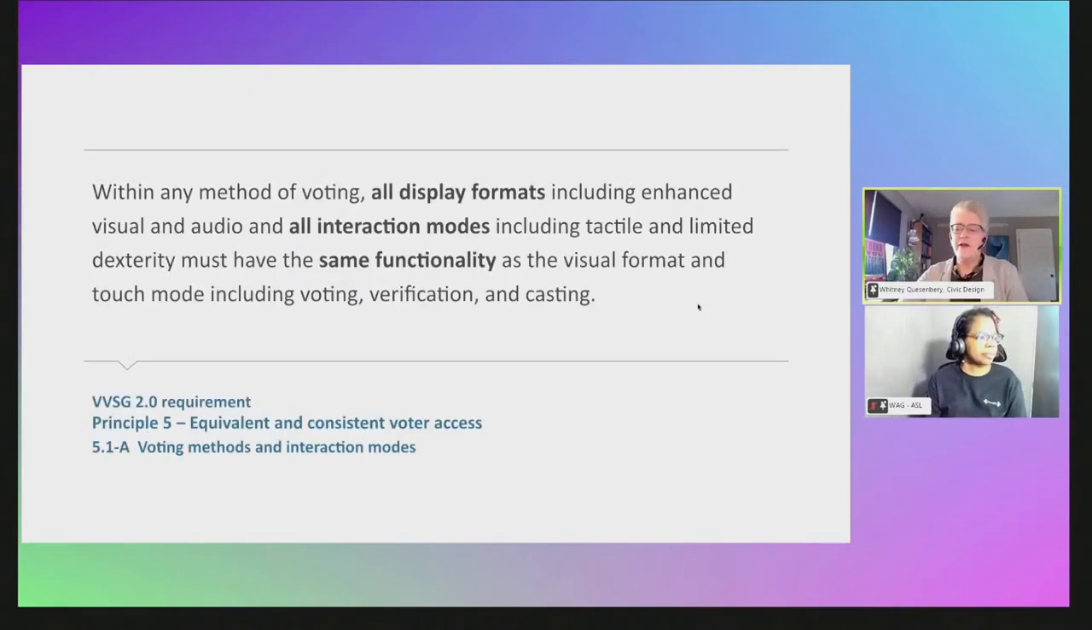The other thing that we did was begin to think about modes of interaction. So one of the requirements, one of the principles, is that within any method of voting, all display formats, including the ability to adjust the visual, and including all interaction modes, including tactile and limited dexterity, must have the same functionality as the visual format and touch mode of voting, verification, and casting your ballot. So we very explicitly said nothing can be left out, right? You have to cover modes of interaction, modes of communication, and you have to be able to have it the same for everyone, no matter which combination of modes they've required.